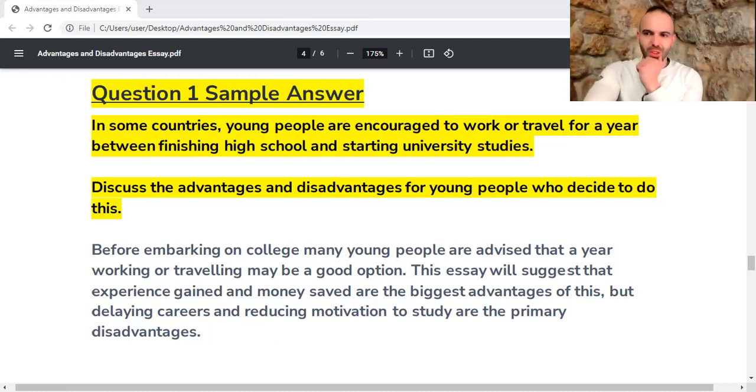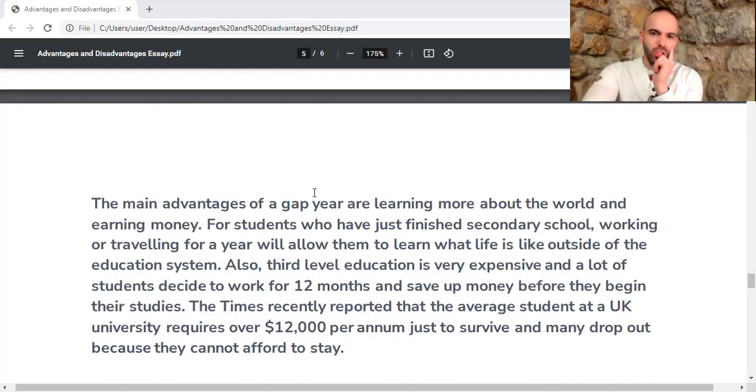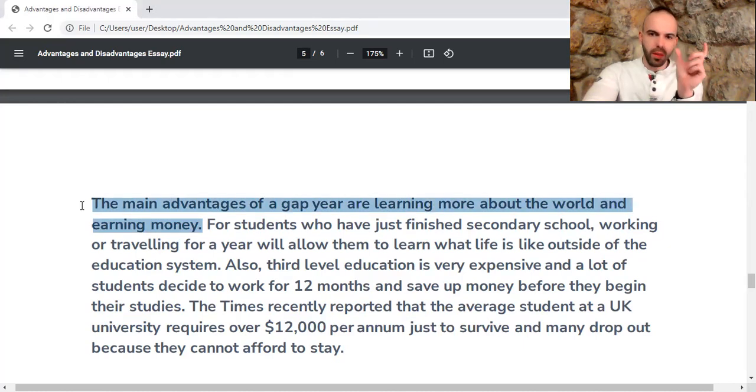Okay, let's go back to the explanation. Let's check the first main body paragraph, which will be about advantages. So let's see that together. The main advantages of a gap year are learning more about the world and earning money. So that's the topic sentence, and I'm gathering the two advantages in one topic sentence.